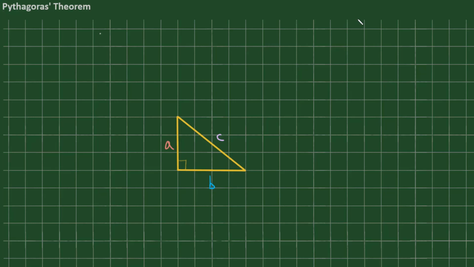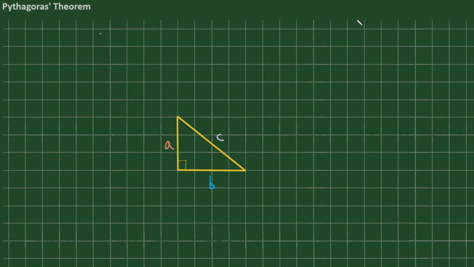It is a very handy theorem to know, and it applies to right-angled triangles only. In essence, it allows us to calculate the length of one side of a triangle as long as we know the length of the other two sides. So how does this work, or how did this come about?